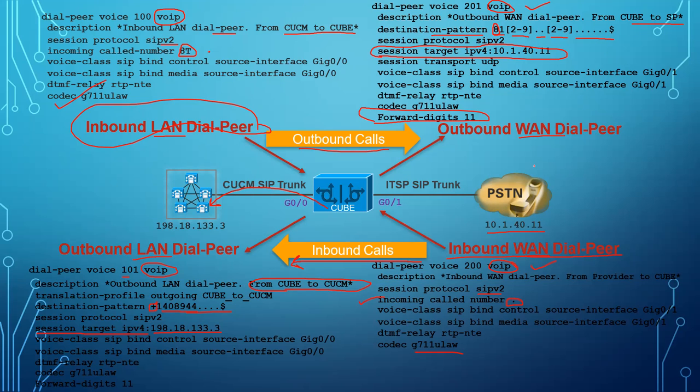So I hope this is clear, like inbound calls, outbound calls, dial peers, device pool, route pattern, route list, translation pattern, SLRG, everything is clear to you.